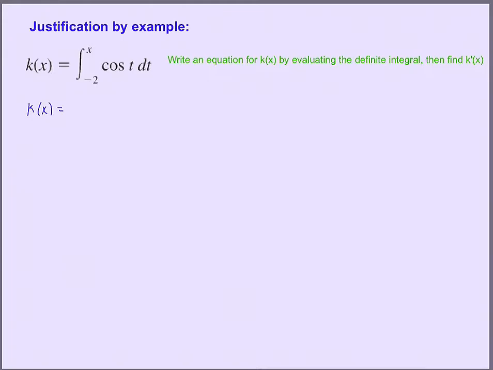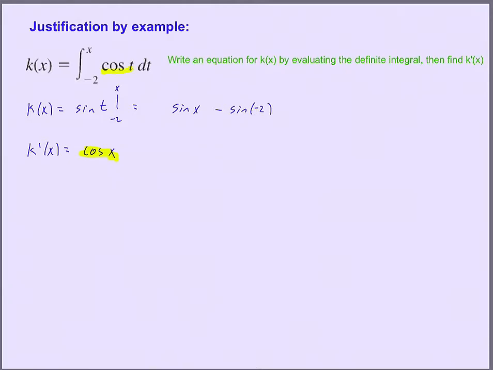The definite integral from negative 2 to x of cosine of t dt would be the antiderivative of cosine of t, evaluated from negative 2 to x, which is the sine of x minus the sine of negative 2. That's k of x. And so k prime of x would just be the derivative of sine of x minus sine of negative 2, which is cosine of x. And then the derivative of the second term is just 0, because the sine of negative 2 is a constant.